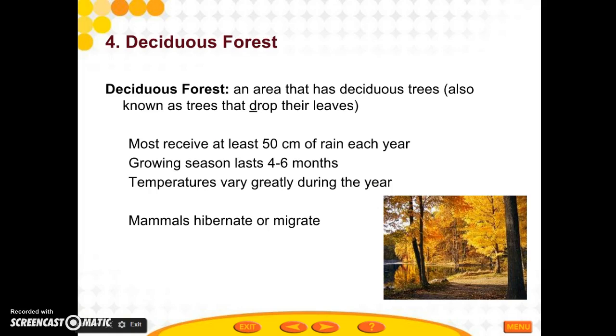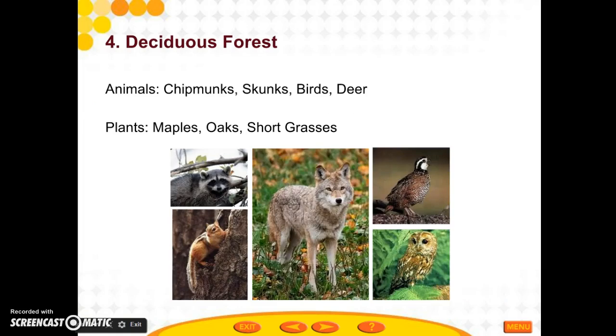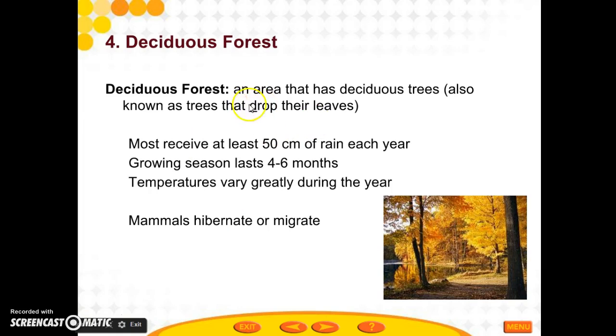Deciduous forest is where we live. We're actually in an eastern deciduous forest. In a deciduous forest, trees drop their leaves. So again, it's that little bit of alliteration with that letter D. Deciduous, drop their leaves. So deciduous forest, 50 centimeters of rain, growing season of 4 to 6 months. And then after things grow, the leaves will change colors and drop those leaves.